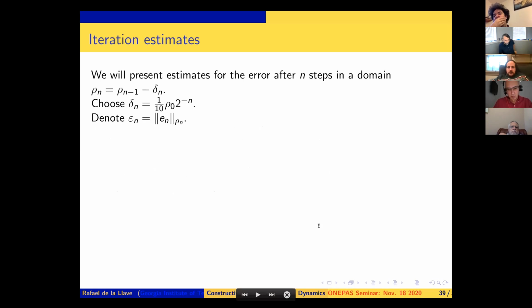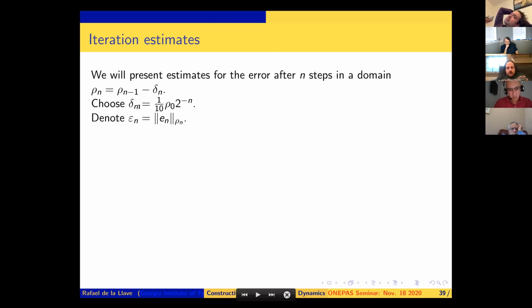All right, so the first thing to do, let me just not mess around too much with the choices. If you want to mess around with the choices, then you choose the loss of domain, since you are going to be losing domain at every step. And then I choose the loss of domain to be decreasing like a power, and this is the thing that you get.